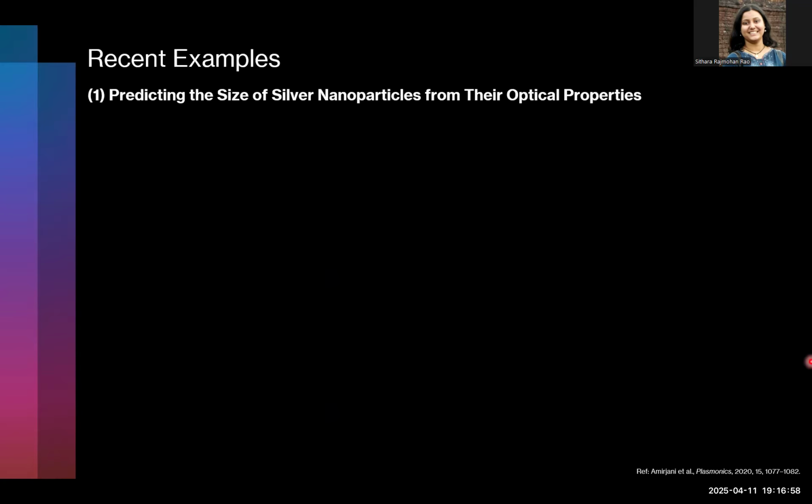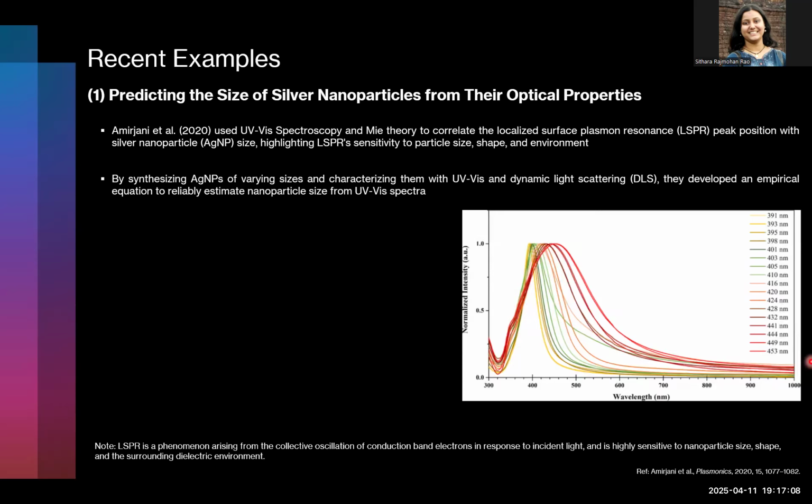So keeping that in mind, let's look at some recent examples. The very first paper that we are going to probe into is predicting the size of silver nanoparticles from their optical properties. This paper was published in 2020 in the journal Plasmonics by Amir Jani et al. What they tried to do here is use UV spectroscopy as an experimental technique and Mie theory as a computational technique, using both together to find out if they can determine the size of the silver nanoparticle just by looking at its UV spectra, and come to an empirical equation to do so.